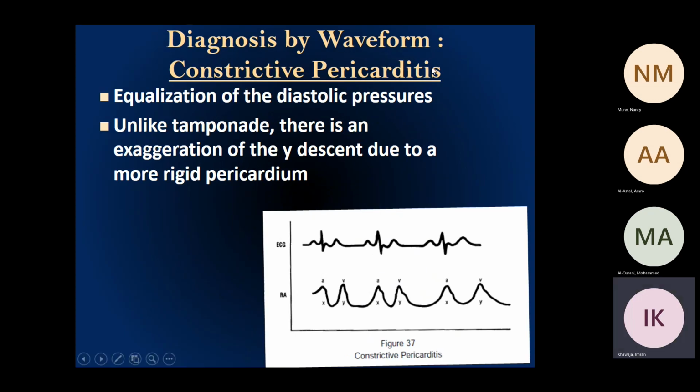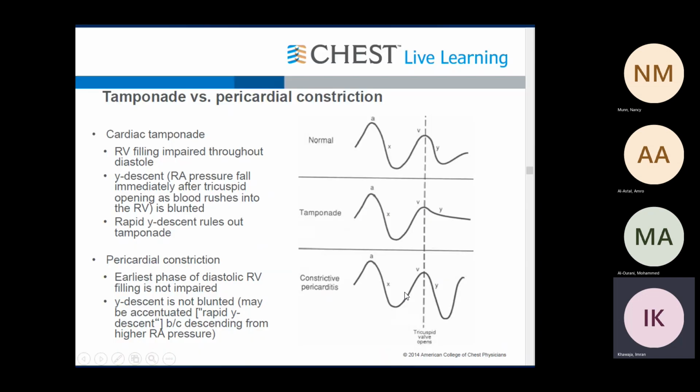Now, constrictive pericarditis is the other condition that can be mixed or confused with cardiac tamponade. In both conditions, you'll see an increase in the pressures. But with constrictive pericarditis, you will see a steep Y instead of a blunted Y, like you see with cardiac tamponade. So again, here is cardiac tamponade, this is pericardial constriction, this is normal. In tamponade, you see blunting of the Y descent. In constrictive pericarditis, you're going to see exaggerated Y descent.